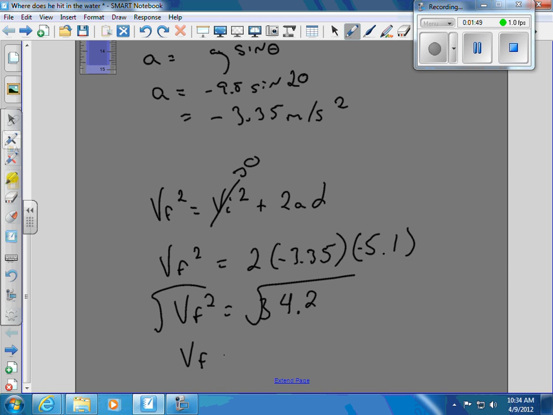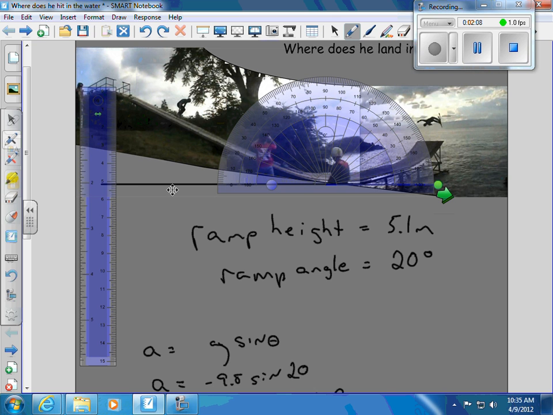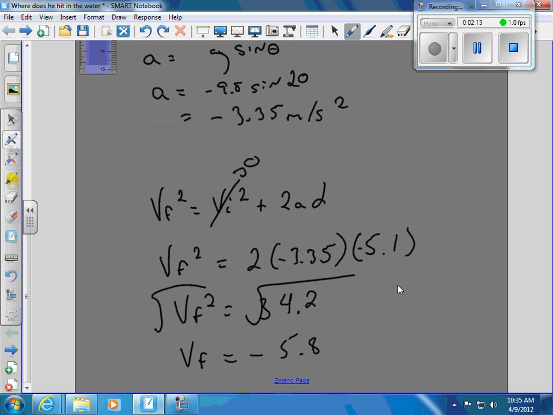So velocity final is negative. It's negative going down the ramp, positive going up the ramp. But don't the two negatives cancel each other out? Yeah, they cancel each other out, but then we took the square root, so it would be positive. Square root is plus or minus. So we're using the minus because it's down the ramp, right? Velocity final, down ramp.